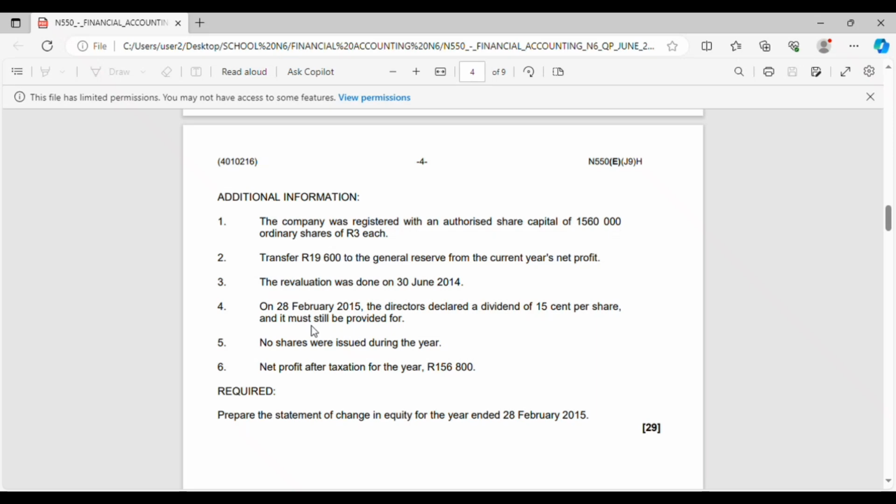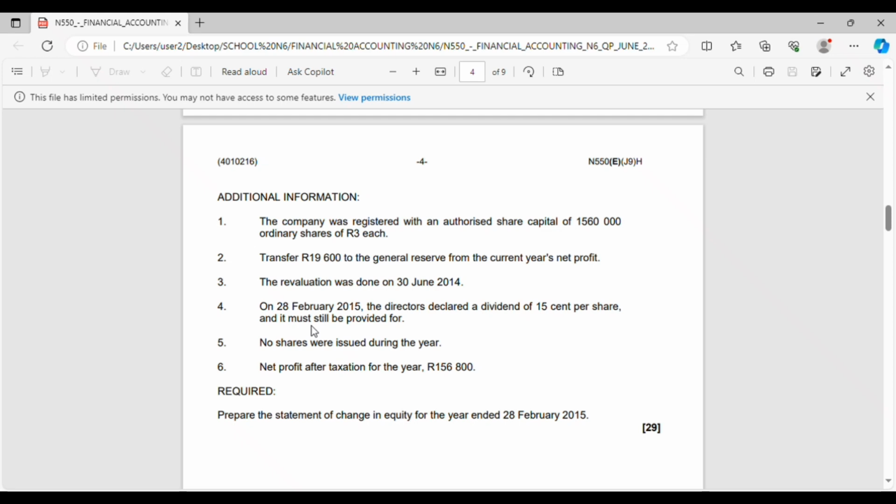19,600 to the general reserve from the current year's net profit. What do they mean when they say from the current year's net profit? From the current year's net profit, we took the amount from the net profit, right? And we transferred it directly to the general reserve.